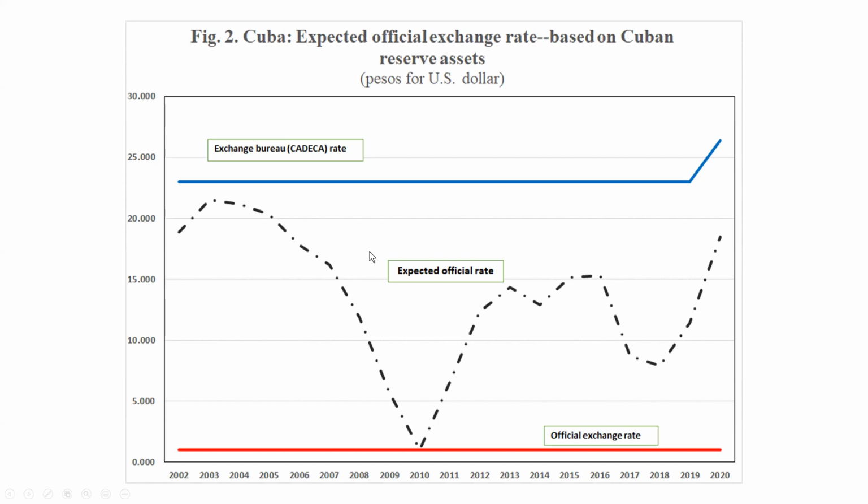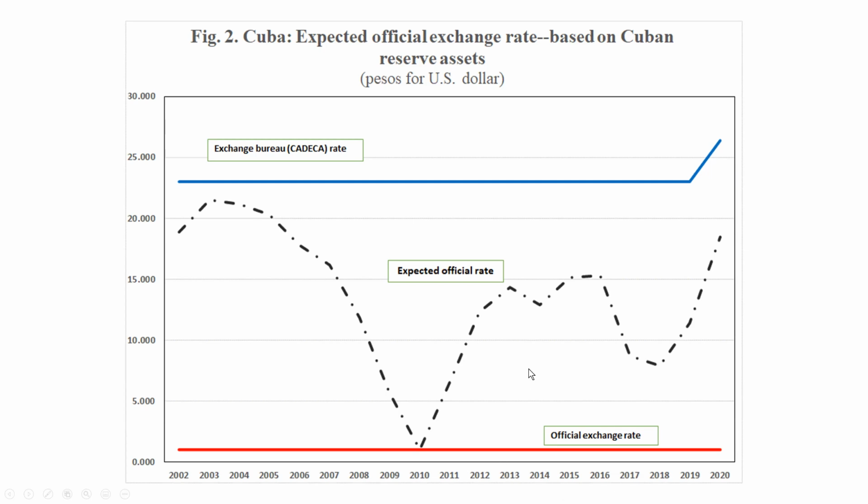In this figure, you have the red line, the fixed coup rate, official rate below, the blue line, exchange bureau rate above, at 24 per dollar, and the broken line is the expected official rate, which, as you can see, declines first, bottoms out in 2010, right after the financial crisis of 2008, 2009, then it zooms up again, and at the end of the period, it approaches an expected devaluation of almost 20%.